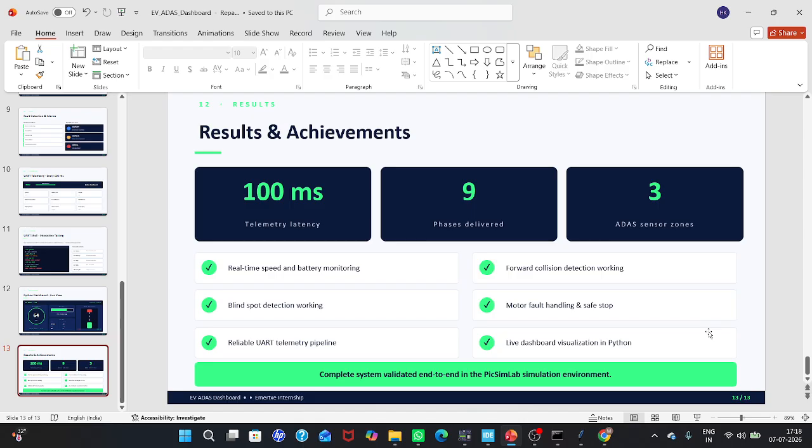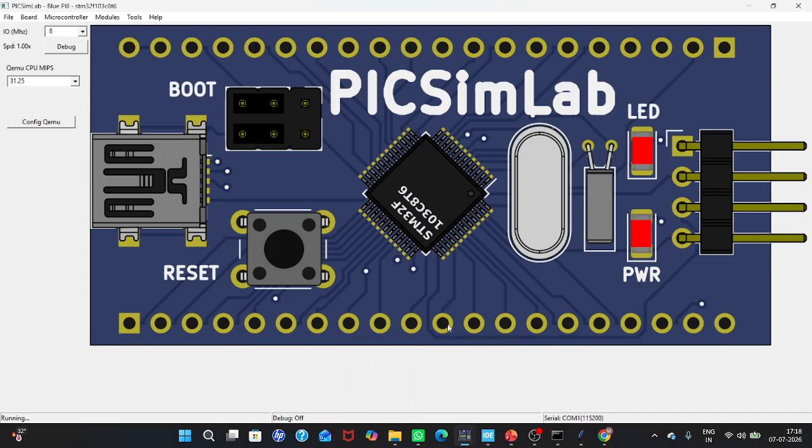This project has helped me gain practical knowledge in embedded C, STM32 programming, peripheral interfacing, and UART communication. It also enhanced my problem solving, debugging, and project development skills.